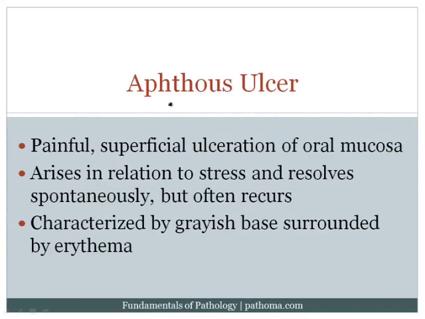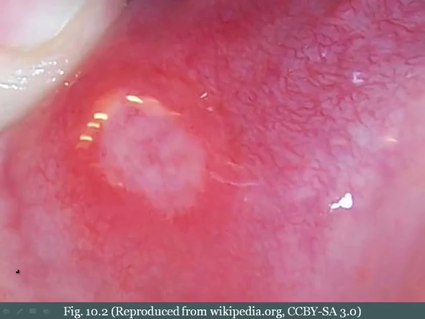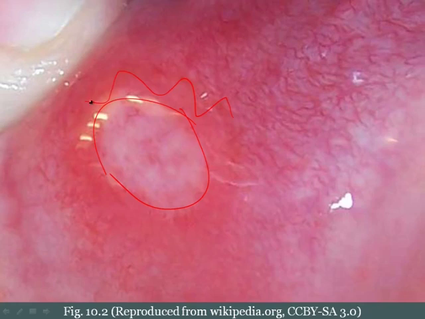Aphthous ulcer is a lesion that can occur on the oral mucosa. It's a superficial ulceration that is painful. It arises in relation to stress, often resolves spontaneously, but it can recur. For anyone who experiences this, you know how painful it can be, and you realize that it'll resolve and sometimes can recur. It's characterized by a grayish base surrounded by erythema, and this is what it looks like. You can clearly see that there's this grayish base, and it's surrounded by all of this erythema. Now this grayish base actually represents granulation tissue.